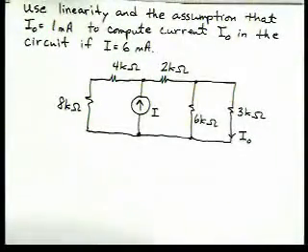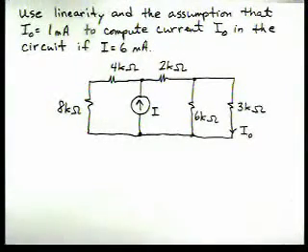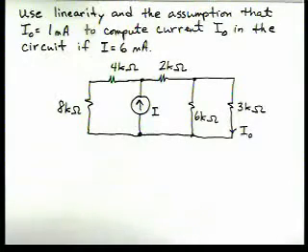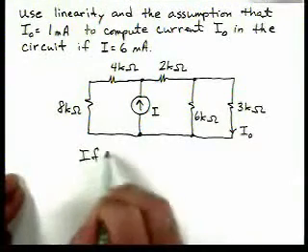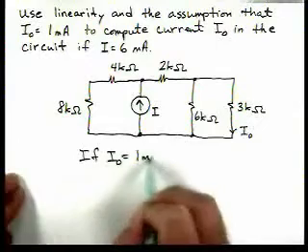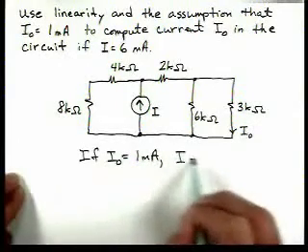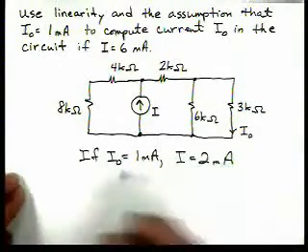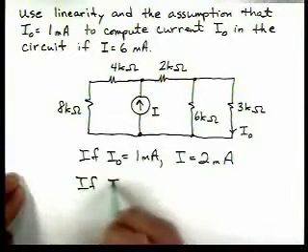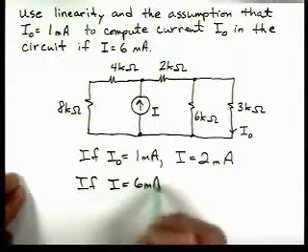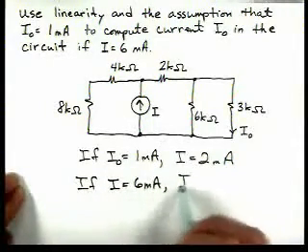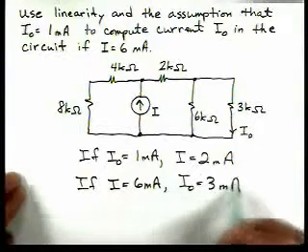So if we go back to our circuit and we say, well, if I0 equals 1 milliamp, then I is equal to 2. So then it follows, if I is equal to 6 milliamps, then I0 is equal to 3 milliamps.